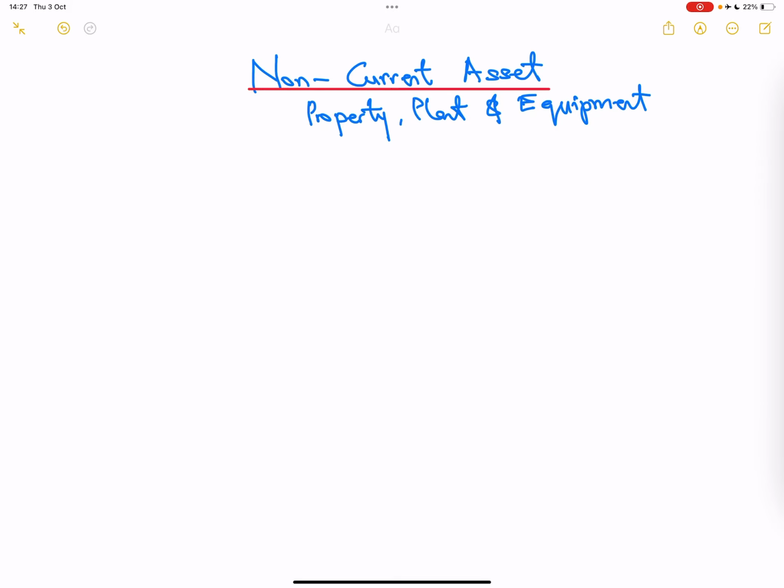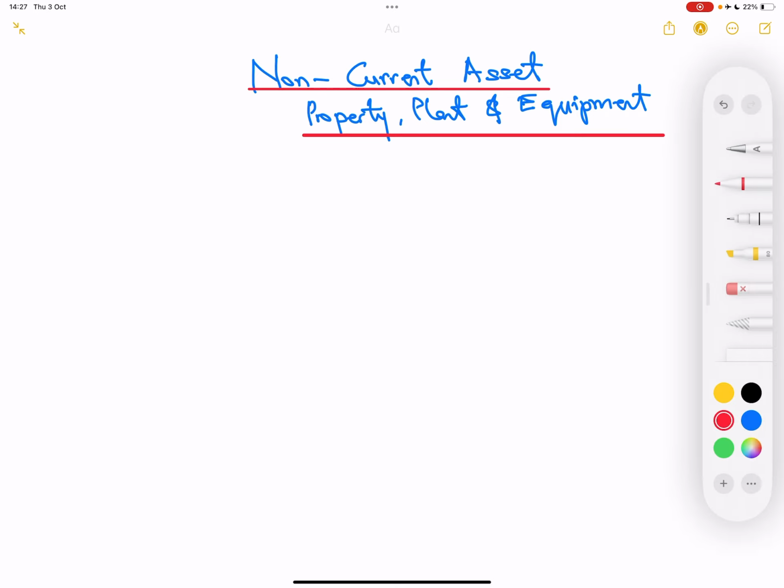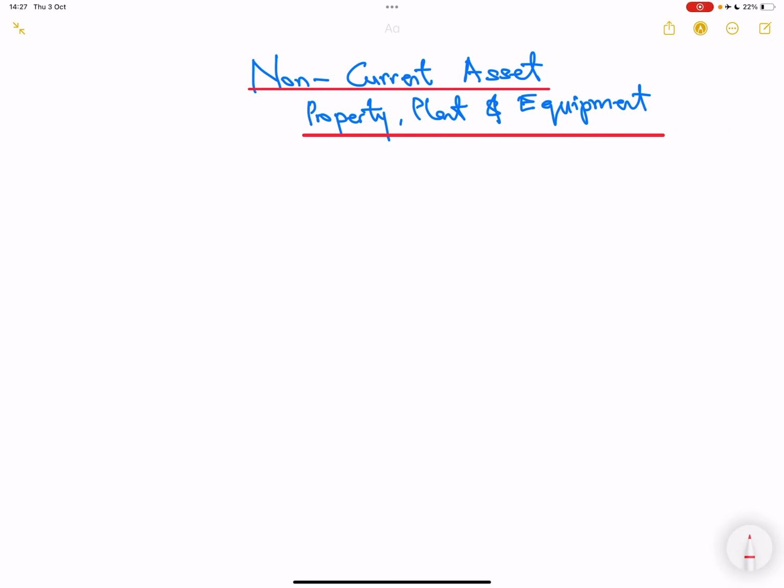So the next process I want to look at is the non-current asset, which is your property, plant, and equipment. That's what I'm going to be looking at now. And like I always like you to do, understand the process before you can know what could go wrong, which is the risk, and what controls should you put in place to prevent the risk from crystallizing.